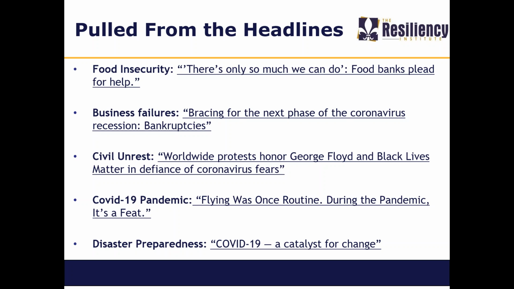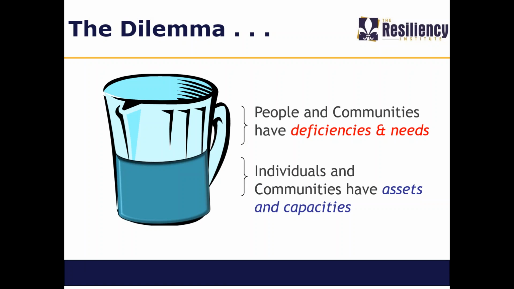So what we see are challenges. These are the problems that are facing us today. The whole point of doing this webinar series for me personally was to come up with some answers. We're left with these challenges. How can we solve these problems? Here's our dilemma. People in communities have deficiencies and needs, and individuals have assets and capacities. You're looking at this and you're saying, is this glass half full or half empty? We've all had that question, and we all know the answer is that it's both, isn't it? It's always half full and it's always half empty. So how do we look at this and move forward?